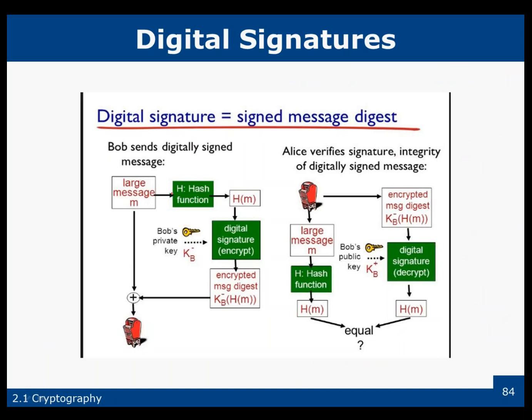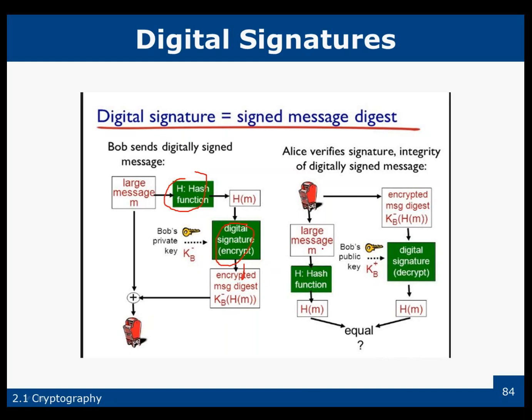We have a large message. We create a hash, and then this one's going the other way, where Bob's sending the message to Alice. So Bob's private key is used for the digital signature to encrypt this, and then we have the encrypted message digest. You notice in this we're signing the message, we're not encrypting the message. So we encrypt the message digest and send it along.